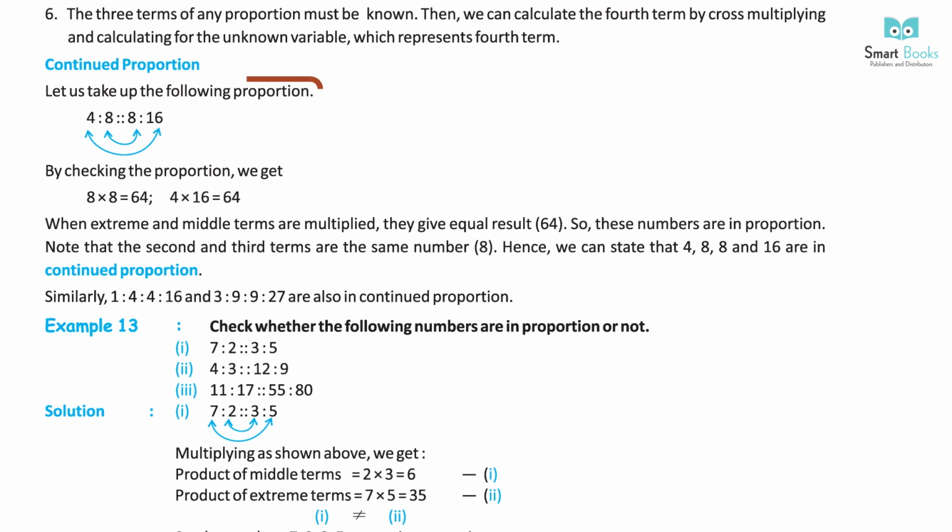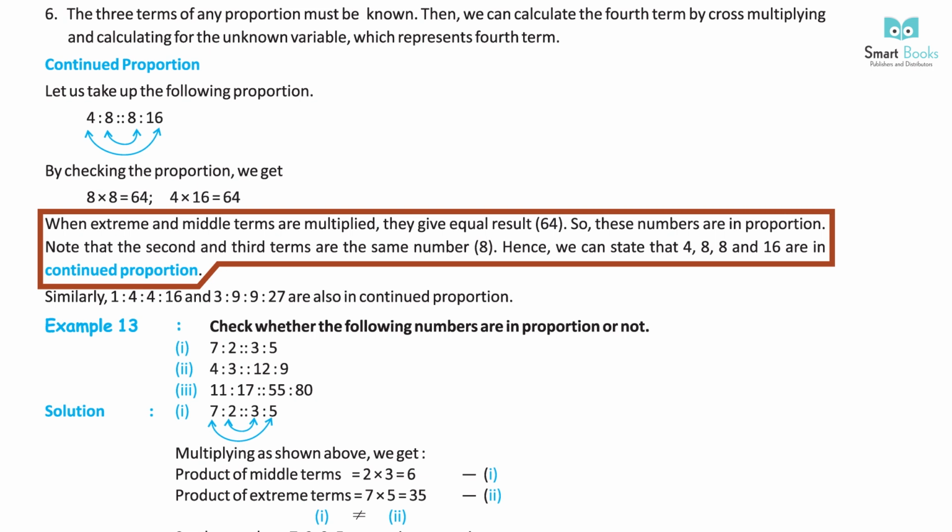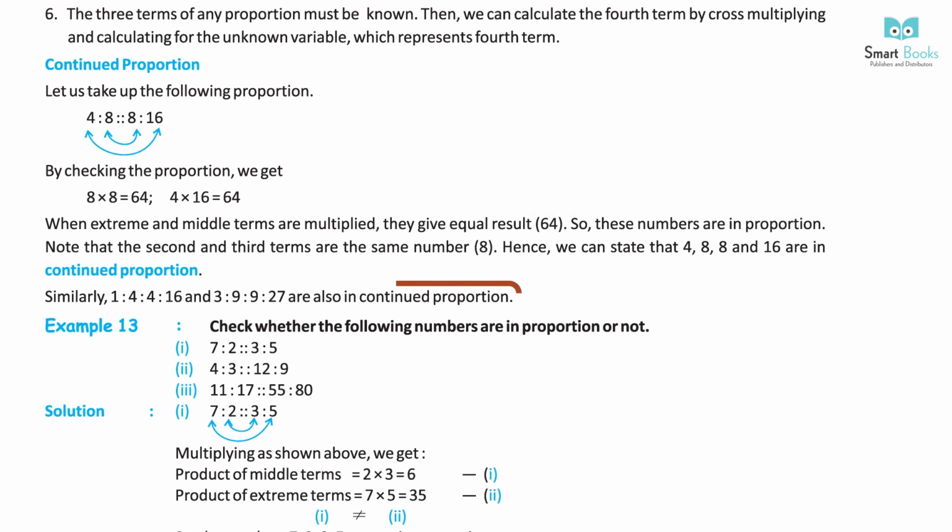Continued proportion. Let us take up the following proportion: 4:8::8:16. By checking the proportion, we get 8 into 8 equals 64, and 4 into 16 equals 64. When extreme and middle terms are multiplied, they give an equal result, 64. So these numbers are in proportion. Note that the second and third terms are the same number, 8. Hence, we can state that 4, 8, 8 and 16 are in continued proportion. Similarly, 1:4::4:16 and 3:9::9:27 are also in continued proportion.